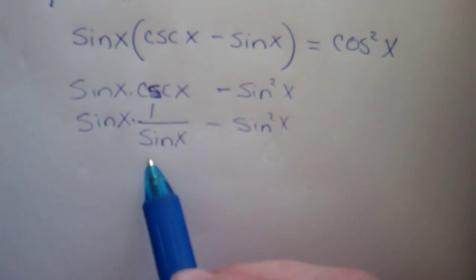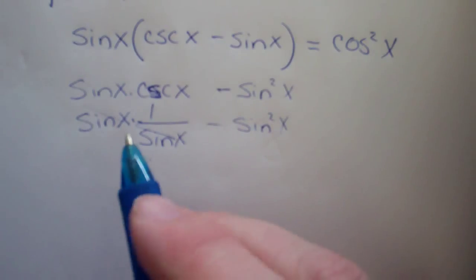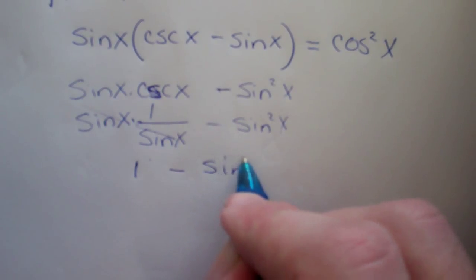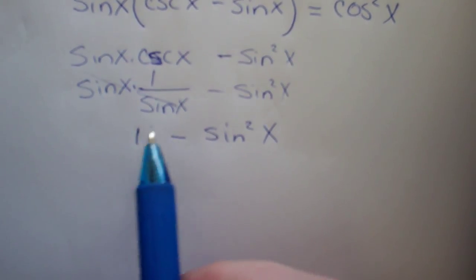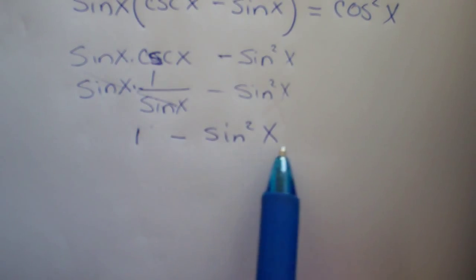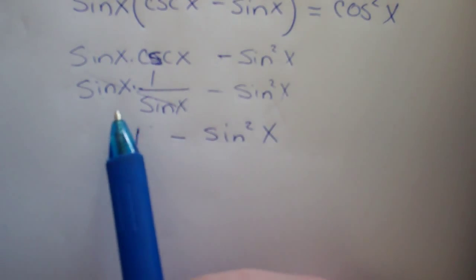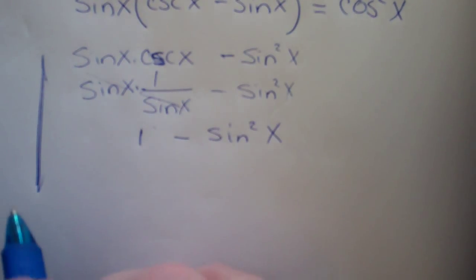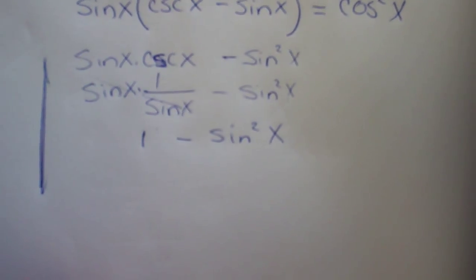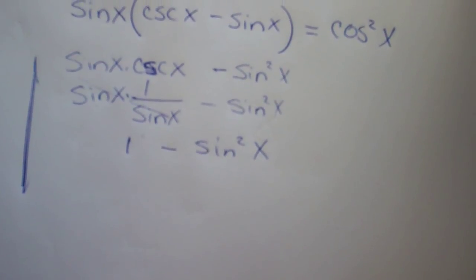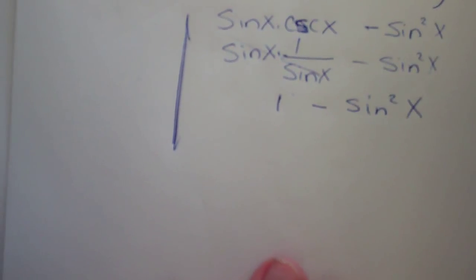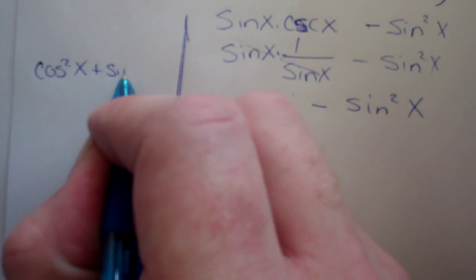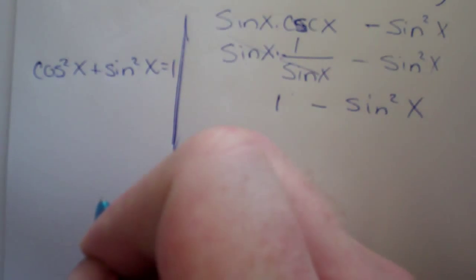The sine of x times 1 over the sine of x, these sines of x cancel out, and we end up with 1 minus sine squared x. And when you see a pattern like this, something should stand out to you. You should say, I have seen something like this before. Over here on the side, I'm going to remind you that 1 minus sine squared x, one way we can get that is by remembering this very useful identity, cosine squared x plus sine squared x is equal to 1.